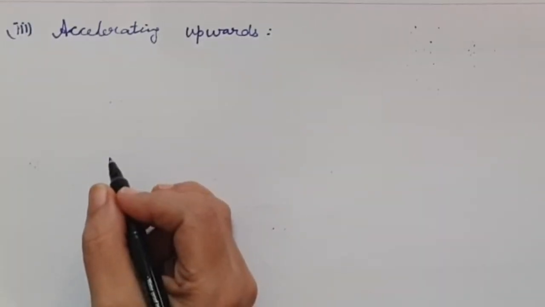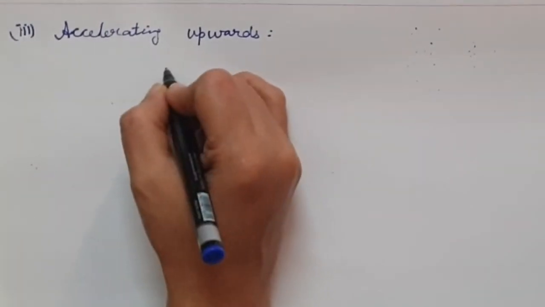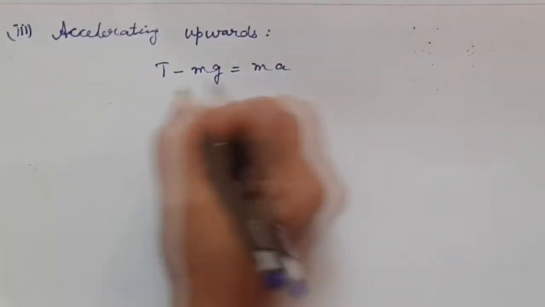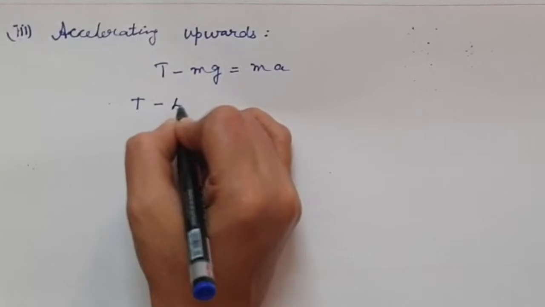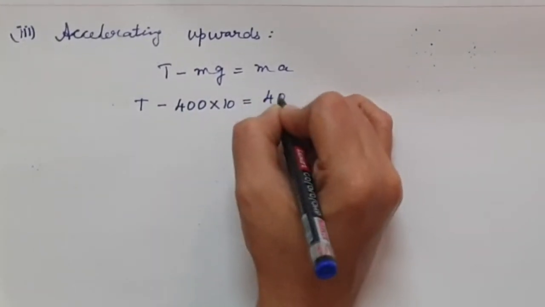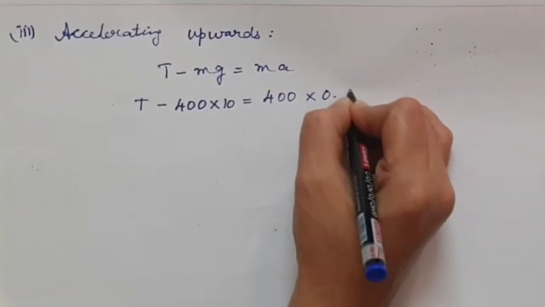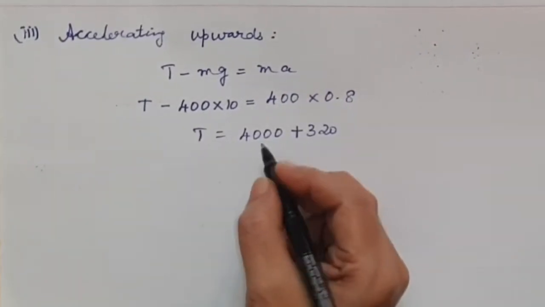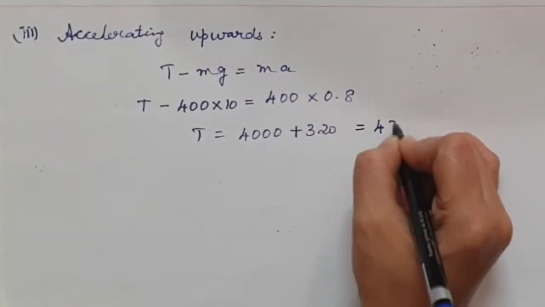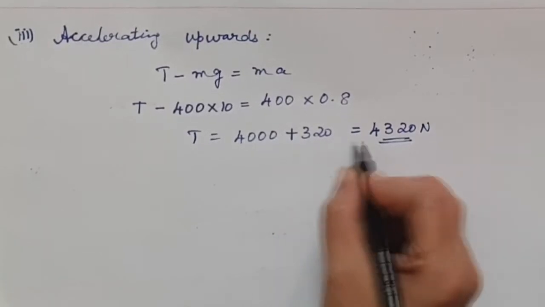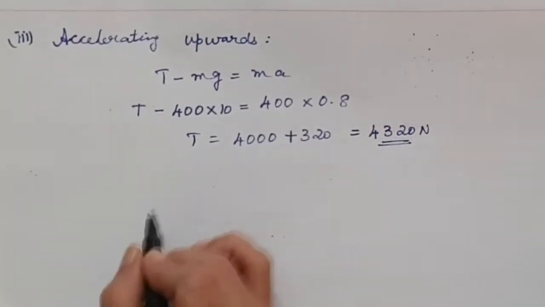Now when it is accelerating upwards, by Newton's second law, T minus mg will be equal to ma. So the tension T minus 400 into 10 will be equal to 400 into the acceleration, 0.8. So T will be equal to 4000 plus 320, that will be equal to 4320 Newton. So the tension in the cable is 4320 Newton.